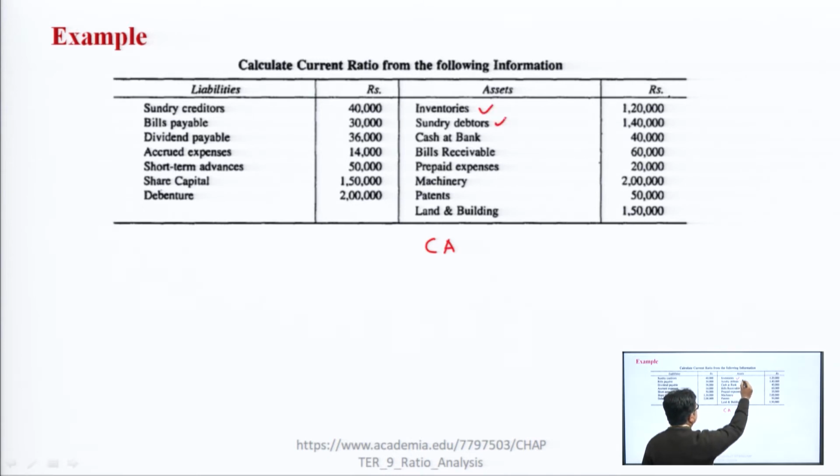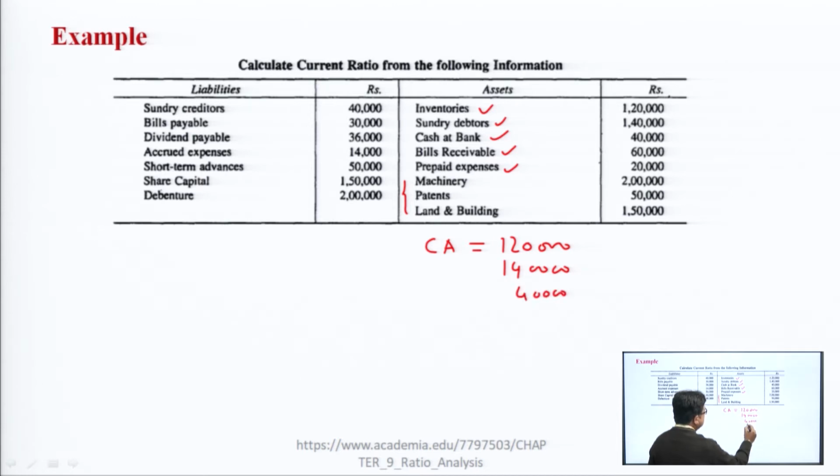1, 2, 3, 4, 5. Because all these three are not current assets, they are fixed assets: machinery, patents, land and building are fixed. Patent is an intangible asset, machinery and land are tangible assets, others are current assets. So, write down all the current assets: 1,20,000, 1,40,000, 40,000 and 60,000. Okay.